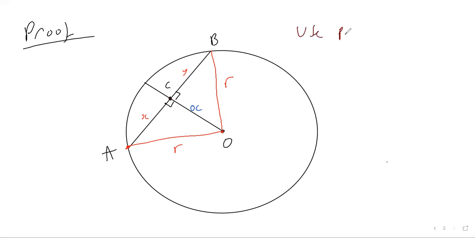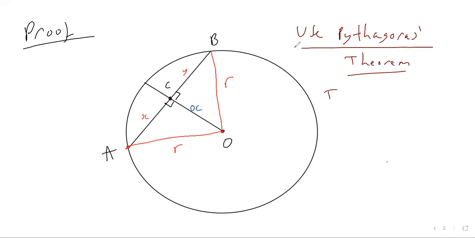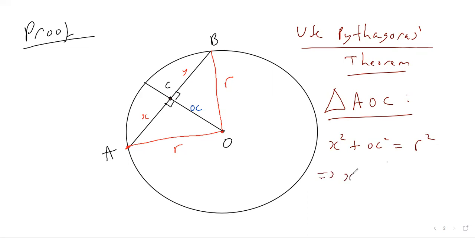Let's start with triangle AOC first. With triangle AOC, we've got x squared plus OC squared equals the radius squared, the hypotenuse squared. That means that x squared is equal to r squared take away OC squared. So we've got that.